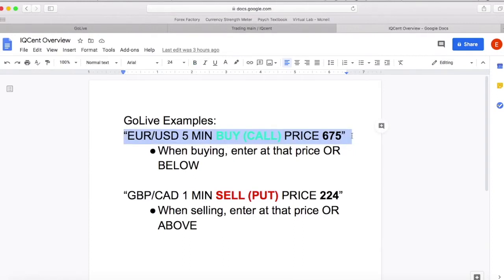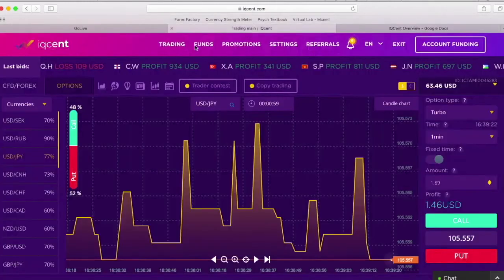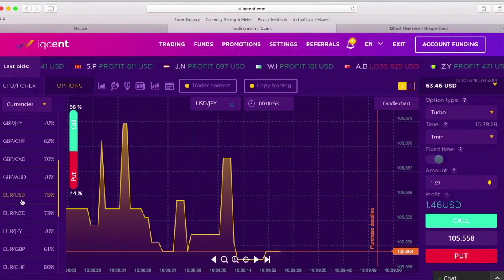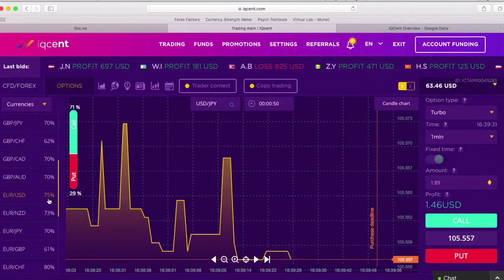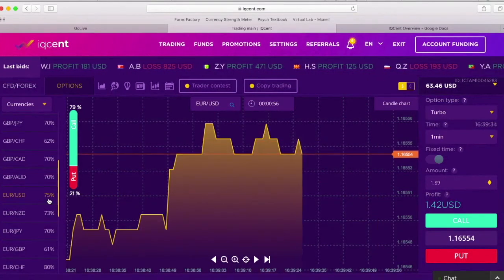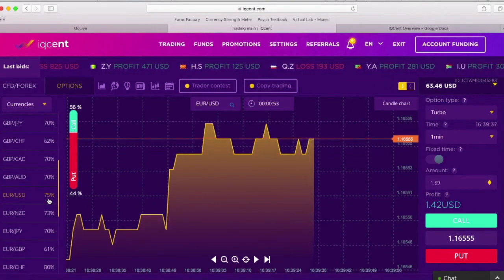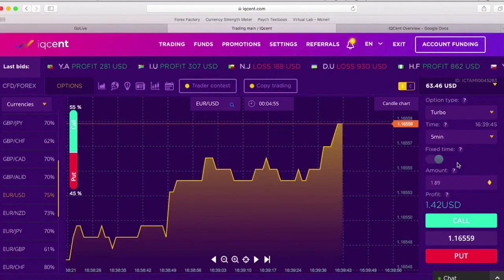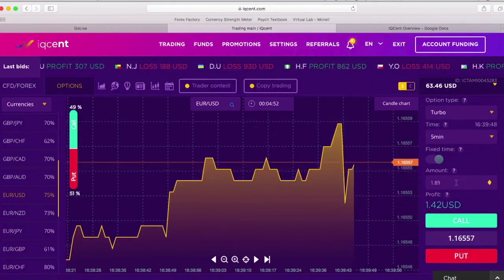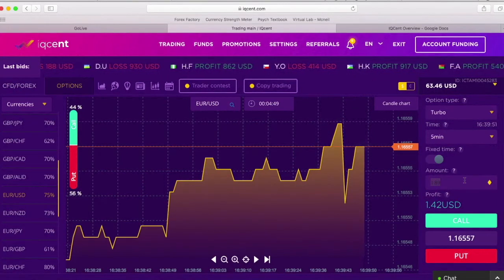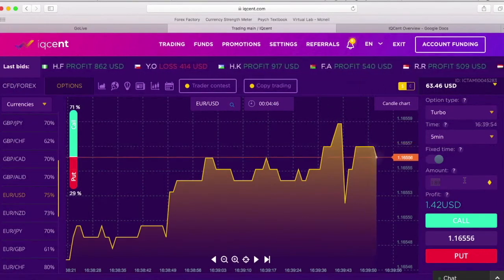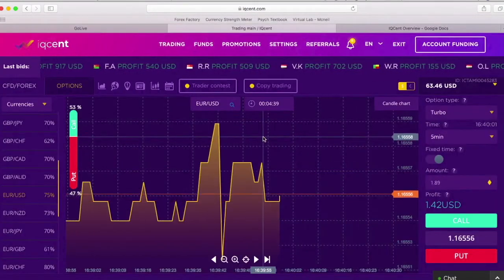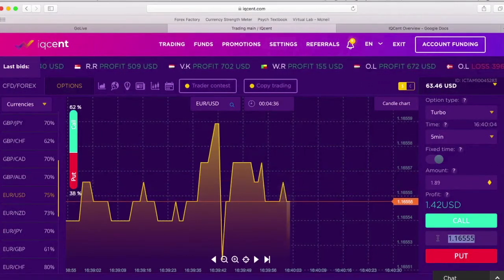The first thing you're going to do is find the currency pair EURUSD right here, and make sure that the payout percentage is 70% or higher. So we can trade this because it's 75%. Then you're going to change the expiration time to 5 minutes, like he said. And then you're going to type in a proper risk amount, about 189 for this example. And then finally, he's calling out a buy for price 675. So as I said, this shows you the current price of the market.